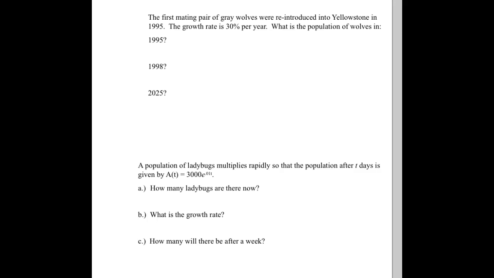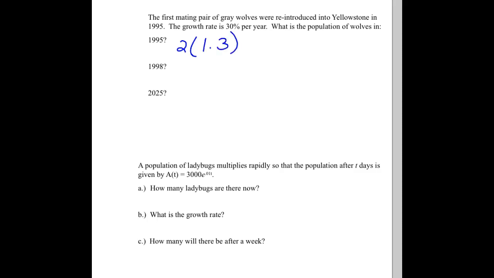It says the first mating pair of gray wolves was reintroduced into Yellowstone in 1995. The growth rate is 30% per year. What would the population be in 1995, 1998, and 2025? Okay, so the only thing that's going to change is our time. How many do we start with? 2. It's growing by 30%. So what are we going to have in parentheses? 1 plus 0.3 or just 1.3? We can put it in that way.